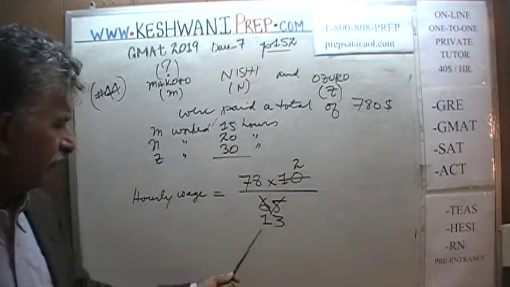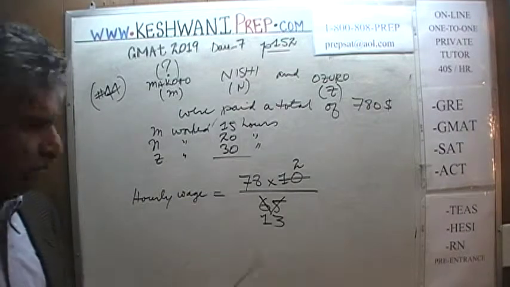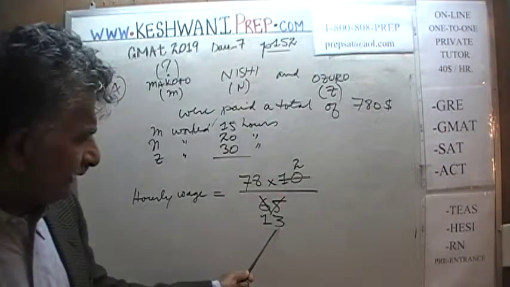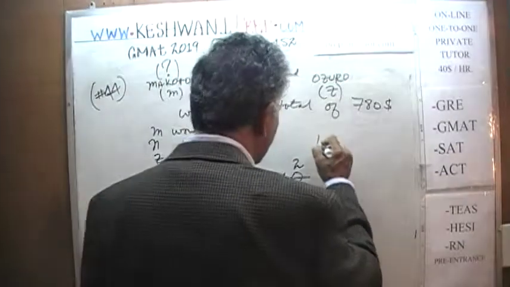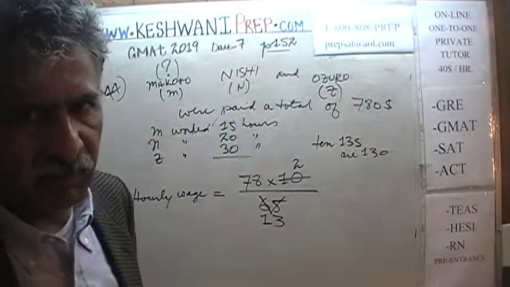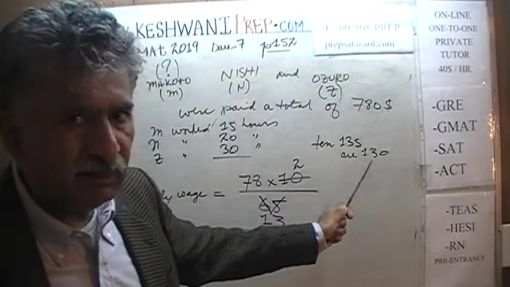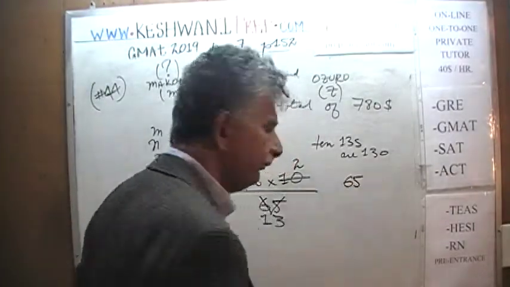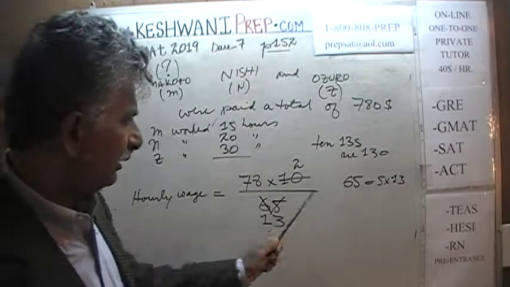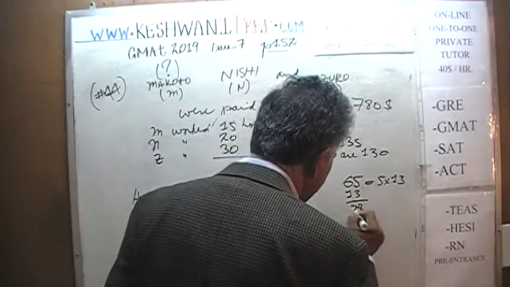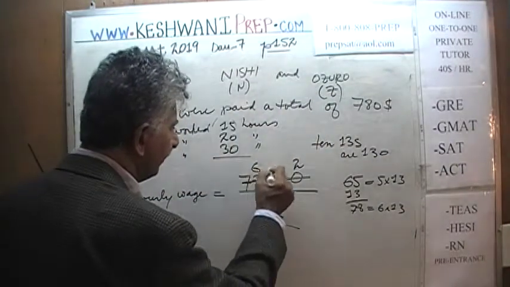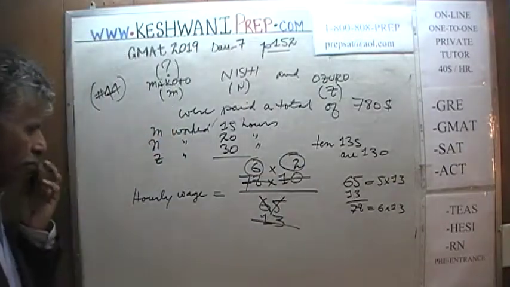Now the problem is 13 is a prime number. If 13 is a prime number, there is not much we can do in terms of reducing it. We simply have to figure out how many 13s are in 78. We know that 10 13s are 130. This is how one speaks, okay? In other words, if you were to multiply 13 by 10, we'd get 130. If 10 13s are 130, 5 13s must be 65. But we need to go to 78, which means another 13. If you take another 13, we get 78, and that represents 6 13s. In other words, we can divide top and bottom by 13, and we get 6. 6 times 2 is $12 per hour. And that's it. Hourly wage is $12.